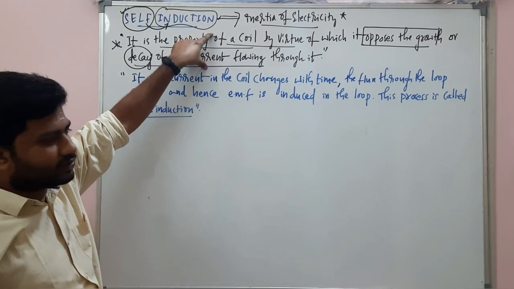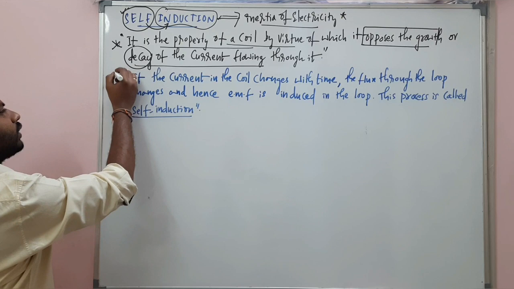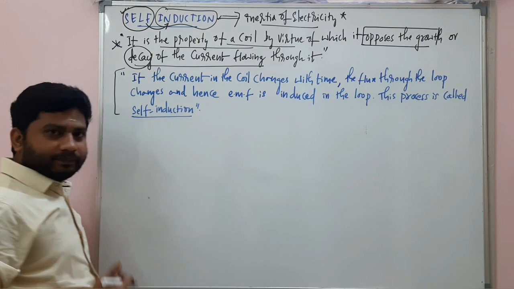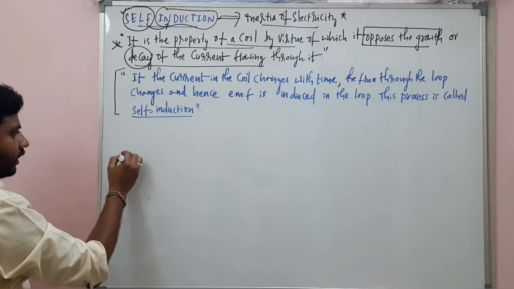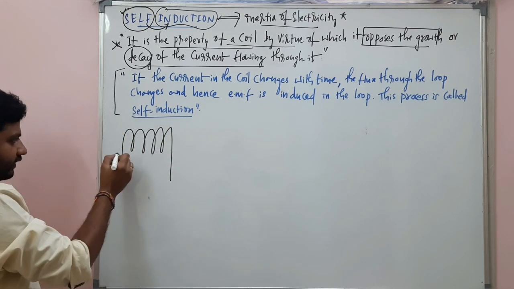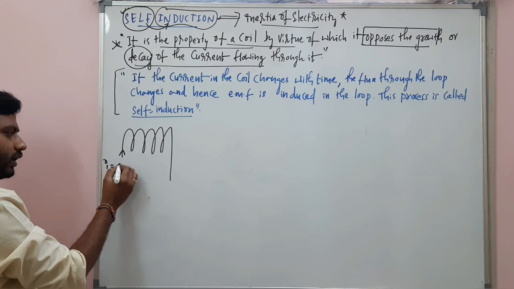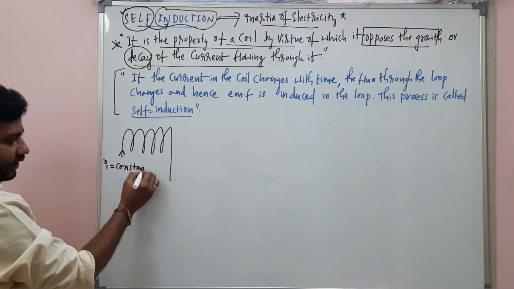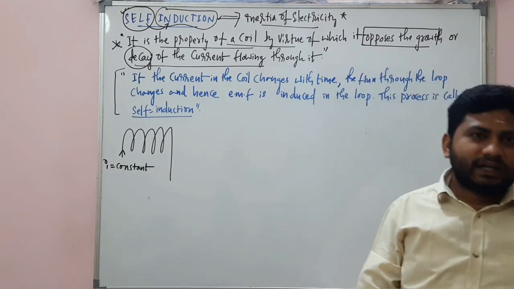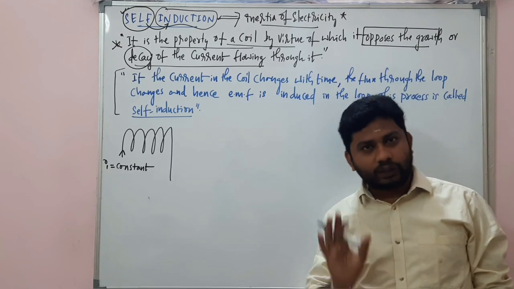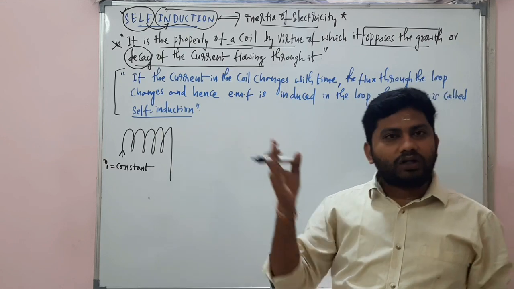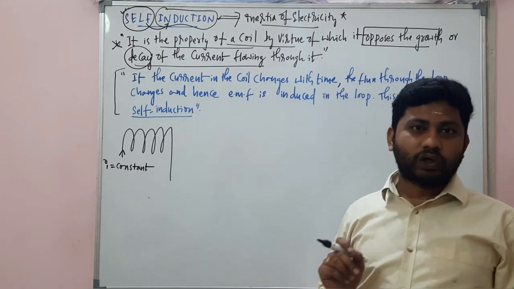Before moving into this, let's have a look at this definition. If the current in the coil changes with time, imagine I have a coil here. If the current flowing through this coil is constant, what happens? There is a constant magnetic field associated with this coil. Yes or no? If there is a constant current flowing through the coil, there is a constant magnetic field associated with this coil.